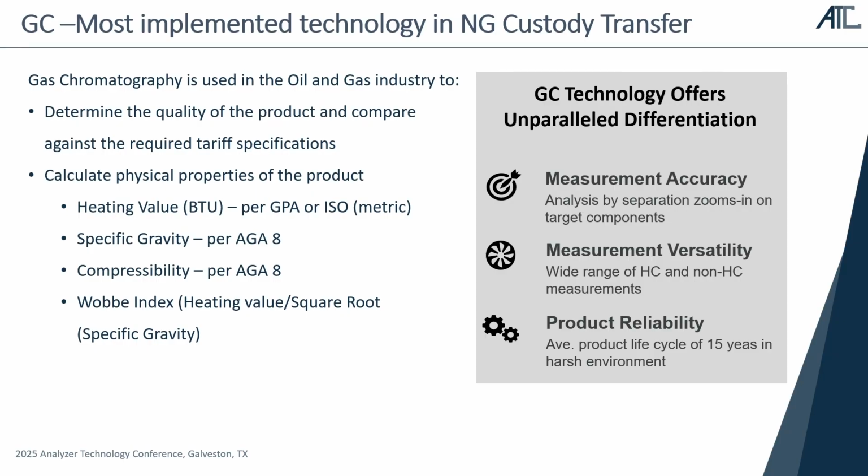The reason that GC is so commonly used is because it is very, very accurate. It physically separates the components in a sample. There's no interference. We can zoom in on individual components. It is very versatile. Depending on what type of detectors you are using, GC can measure all sorts of hydrocarbons and non-hydrocarbons, like all sorts of inert gases and impurities like sulfurs, a lot of components.